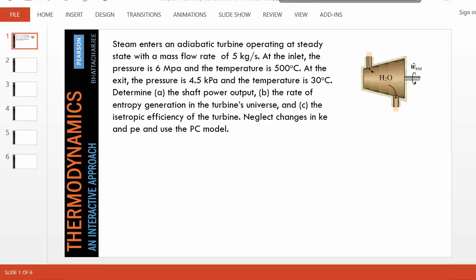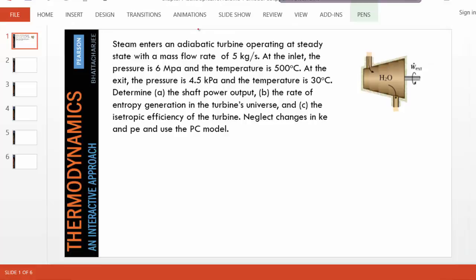This is a problem involving an open steady system, a steam turbine in this case. We are given the inlet and exit state information, and we are asked to find the shaft power, the entropy generation rate in the turbine's universe, and the isentropic efficiency of the turbine.